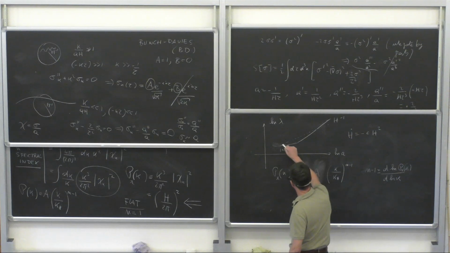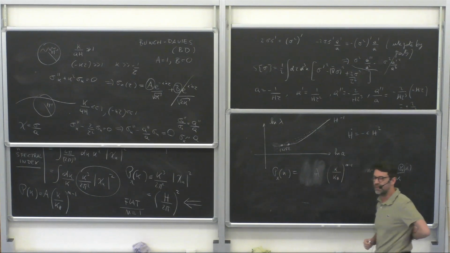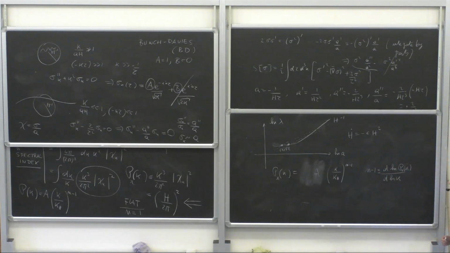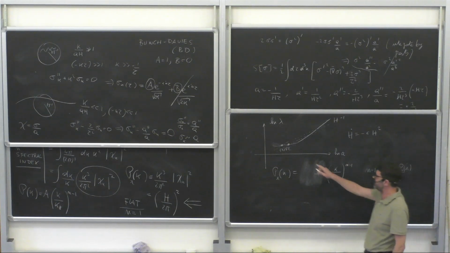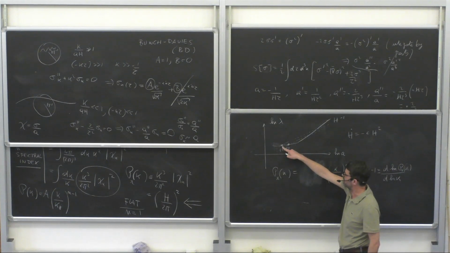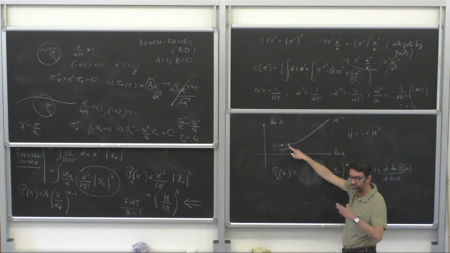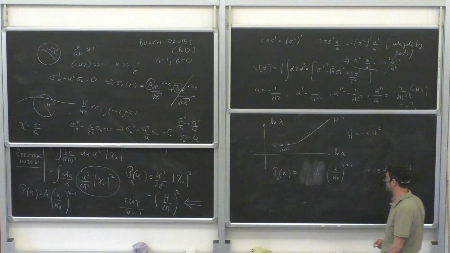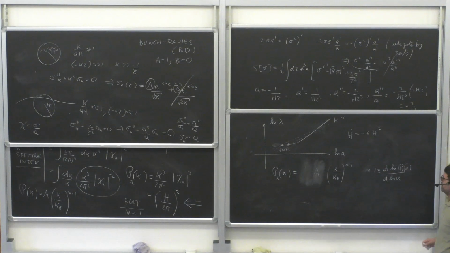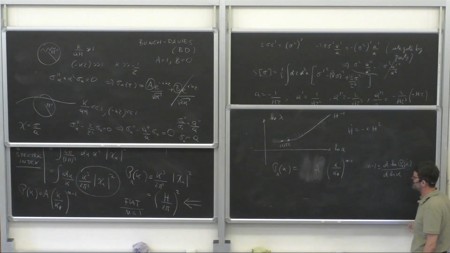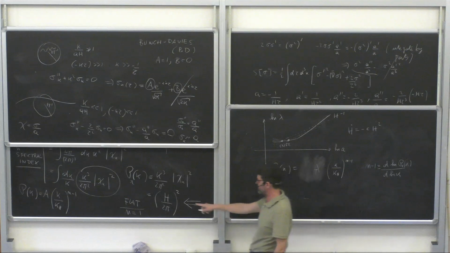So take now another wavelength here that goes out of the Hubble radius a little bit later in time. This wavelength will experience a Hubble radius which is not exactly the same as the first wavelength when it went out of the Hubble radius, but a little bit different, because H is changing, but not that much. Okay?